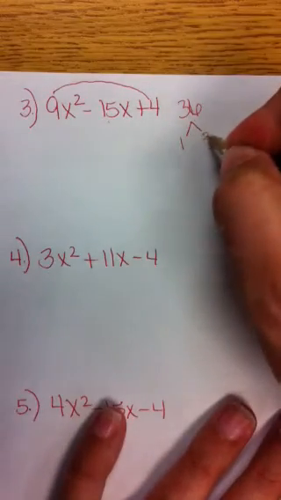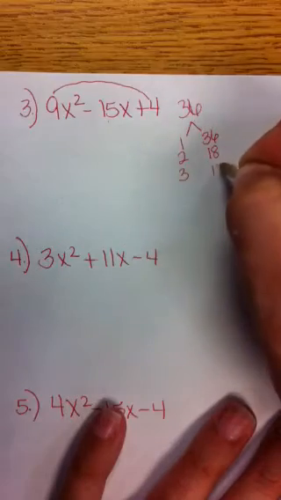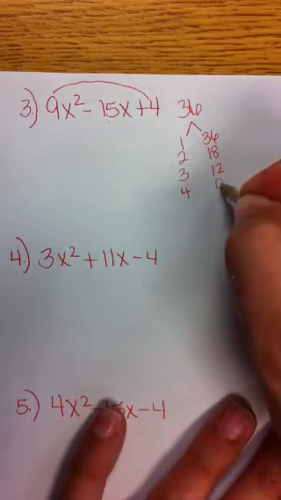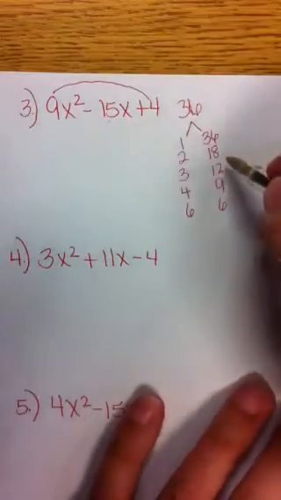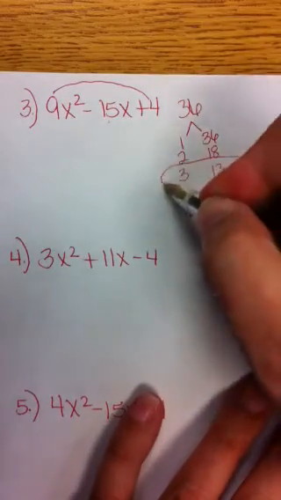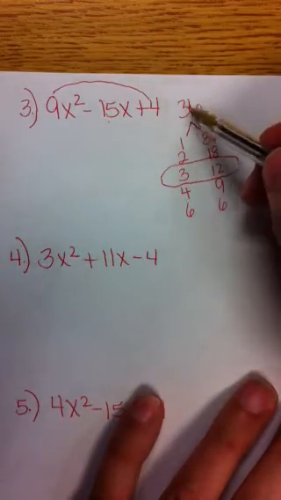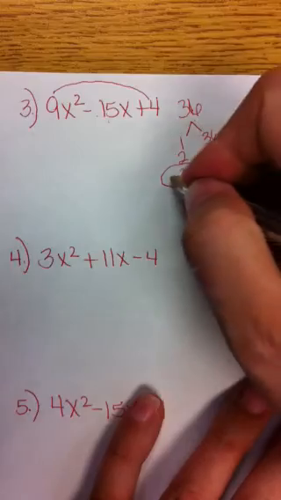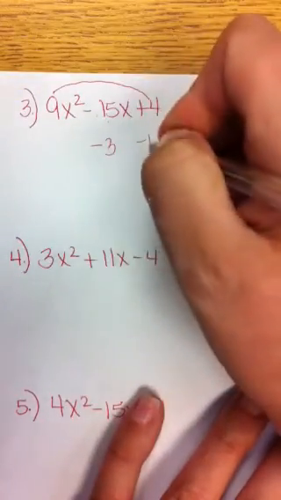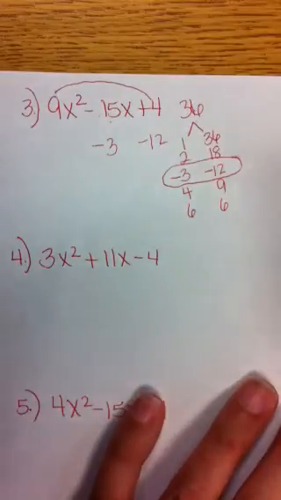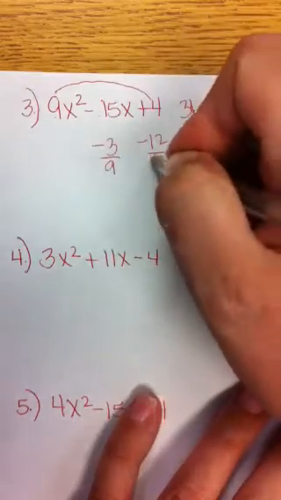So 36 is 1 and 36, 2 and 18, 3 and 12, 4 and 9, 6 and 6. So to get a negative 15, the only one that'll give us any kind of 15 is that 3 and 12. But in order for that to be a positive 36 and that to be a negative 15, both of these have to be negative. So negative 3, negative 12. Our next step is divide by that 9. So over 9, over 9.